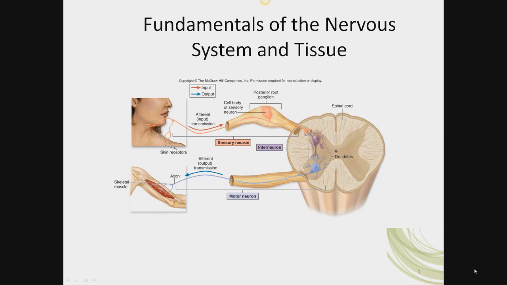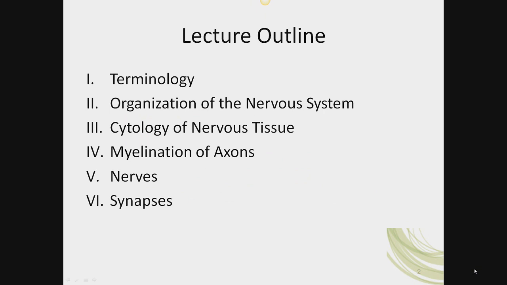In this chapter, we are going to first explore some terminology, then I'll review the organization of the nervous system. We'll review some cytology of nervous tissue. We'll discuss myelination and what a nerve is and synapses.